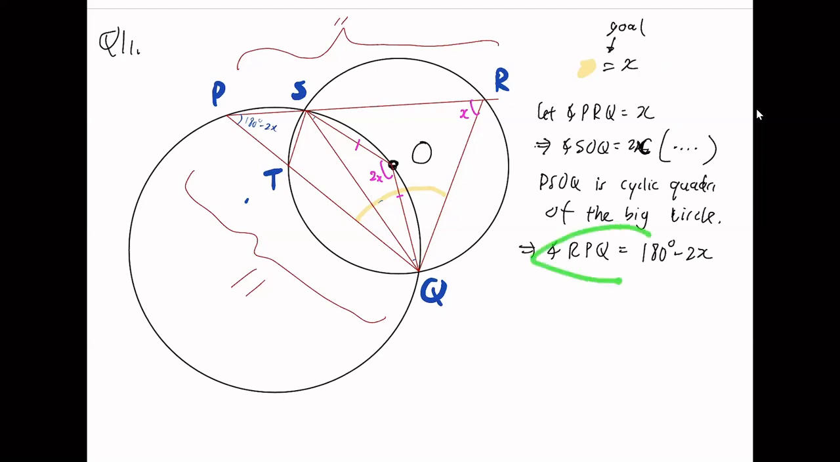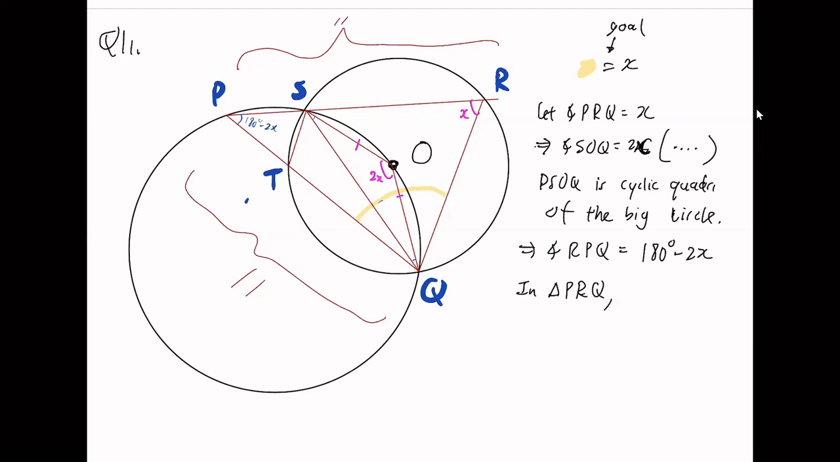The reason is angles in opposite segments of a cyclic quadrilateral. 2x is opposite 180 minus 2x. They add up to 180, so to go from 2x to the other angle, you take 180 minus 2x. Okay, very good. So now you zoom out and you see triangle PRQ.